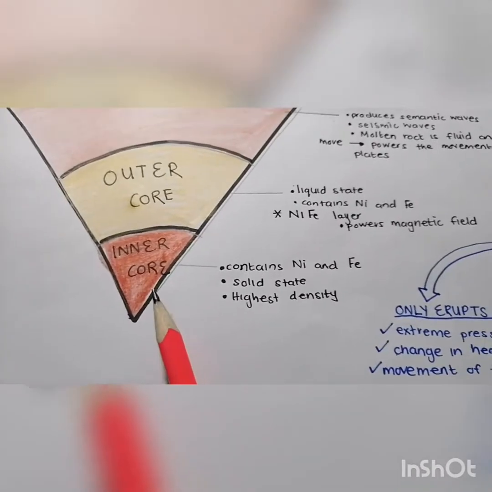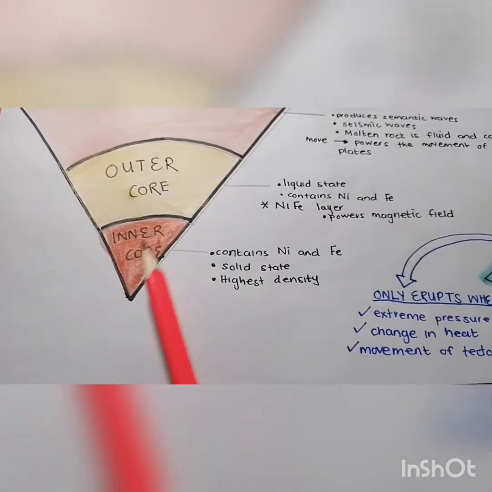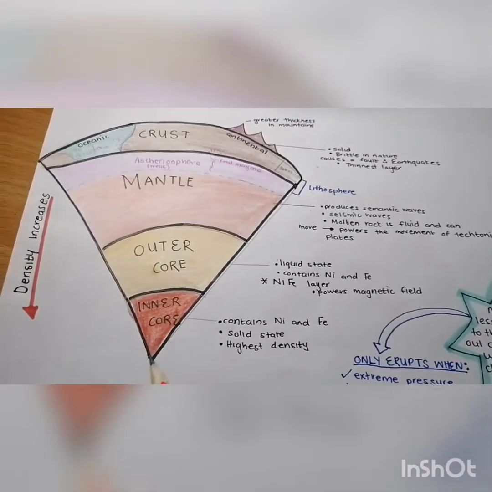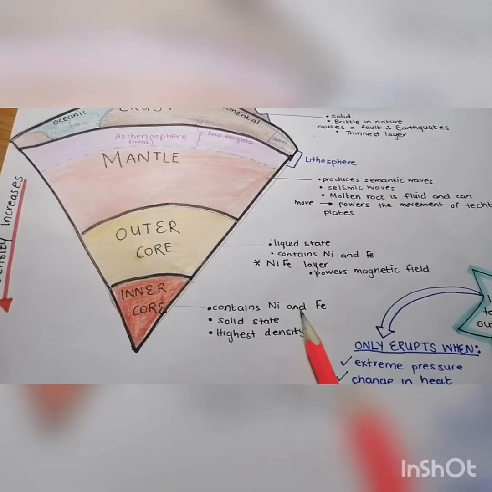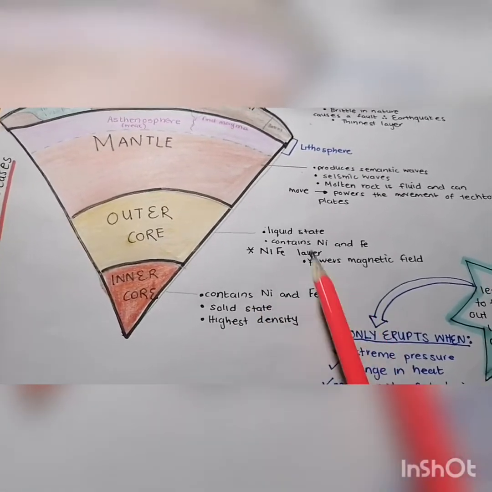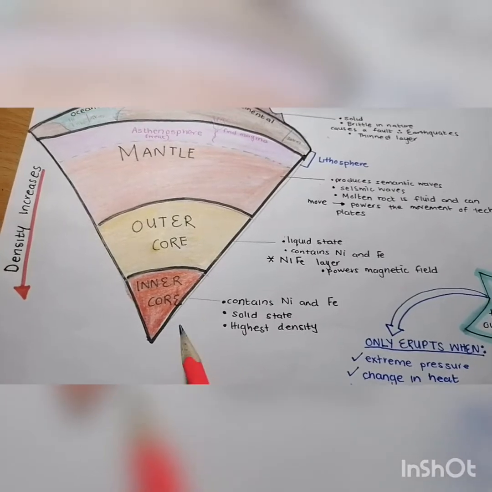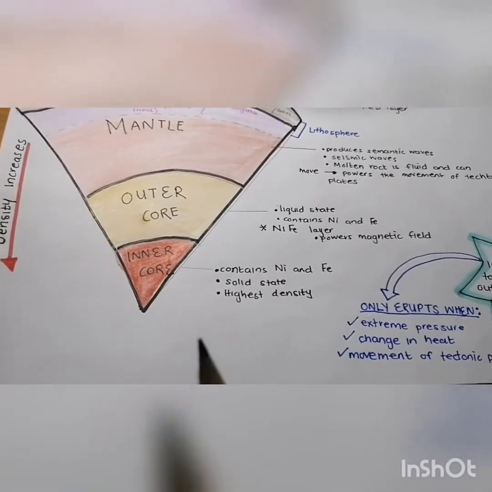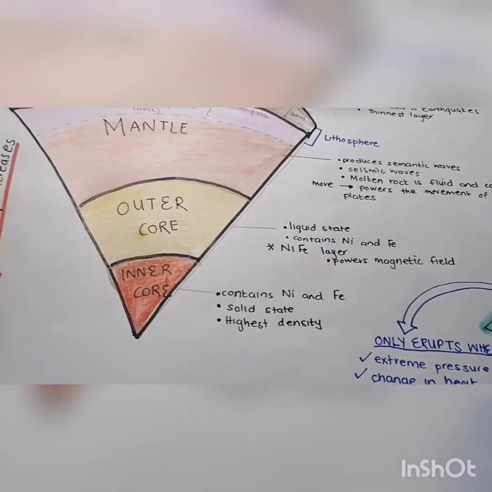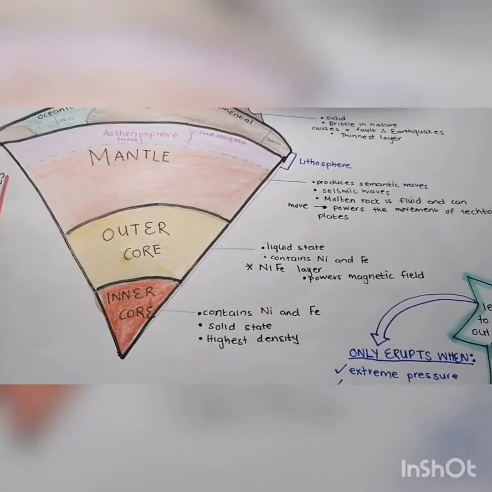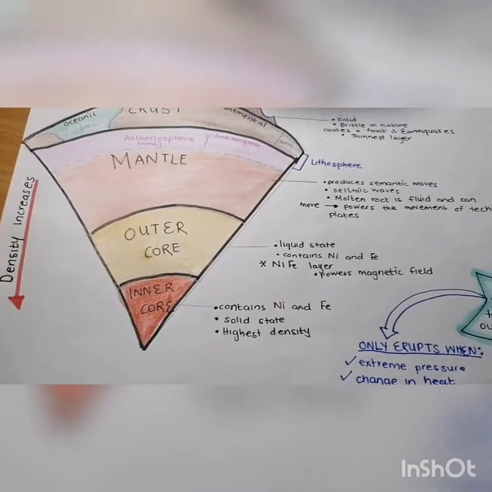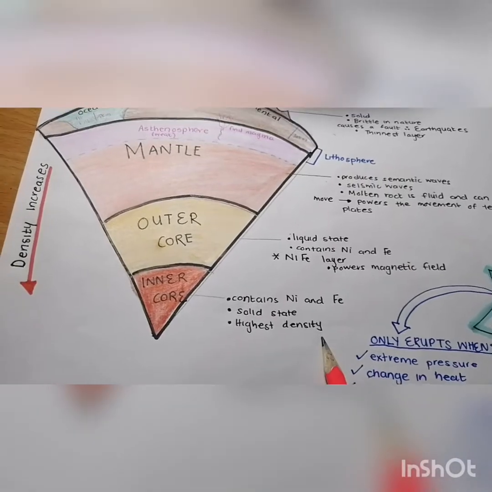Then we move on to the inner core. Now the inner core is the smallest layer of the Earth, as we can see, and it also contains iron and nickel, which is part of the NiFe layer. It is solid, and the temperature is almost like the sun's temperature. It's extremely hot. And of course, it has the highest density.